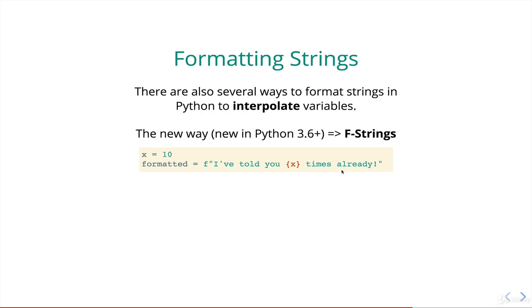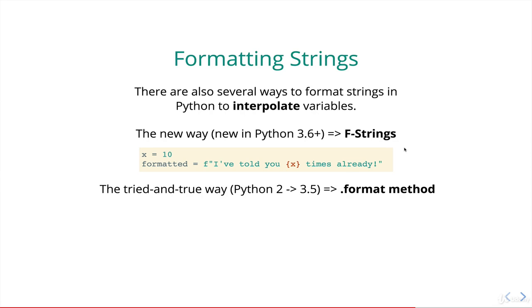Okay, so on the slide it does say this is the new way, meaning there are a couple of older ways. You might see the format method. So it looks like this, where rather than using these curly brackets and directly adding the variable into the string, we do it afterwards. So I've told you, then we add empty curly brackets, and then at the end of the string, dot format, and then in parentheses, we give it what we want to be inserted.